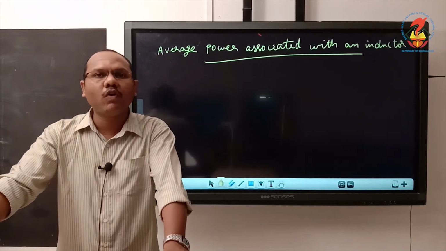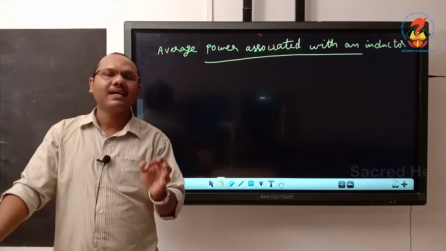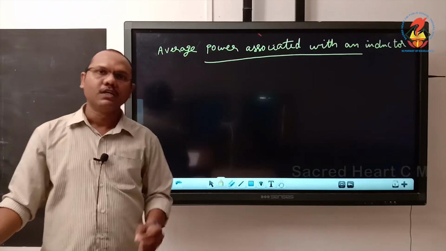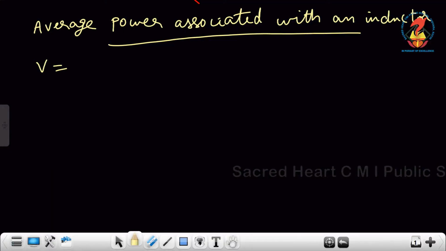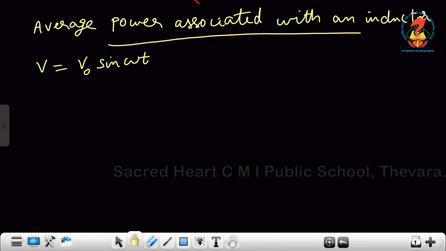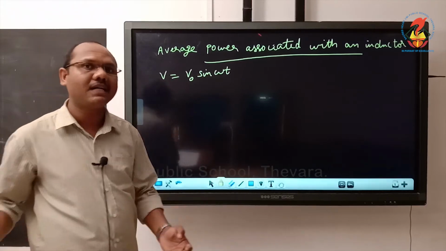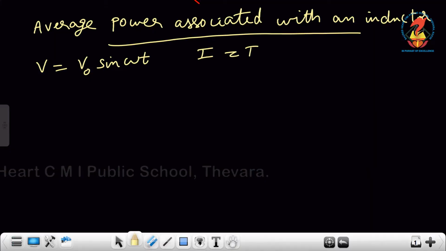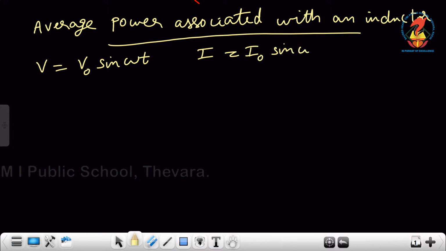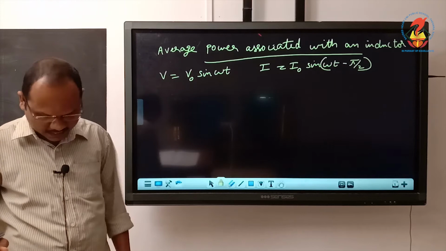In an inductor, we already know voltage leads by an angle of 90 degrees and current lags by an angle of 90 degrees. So I am writing like this: V is equal to V0 sine omega t. This is for the instantaneous voltage. Now the instantaneous current can be given by I is equal to I0 sine omega t minus pi by 2, because current is lagging by an angle of 90 degrees.